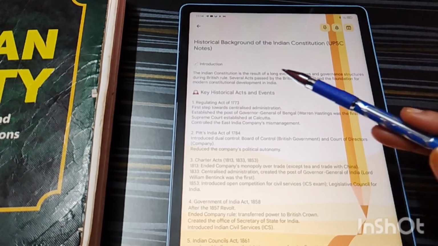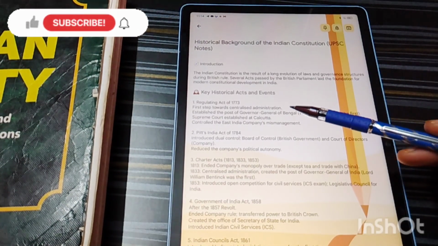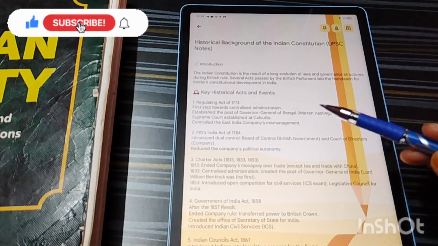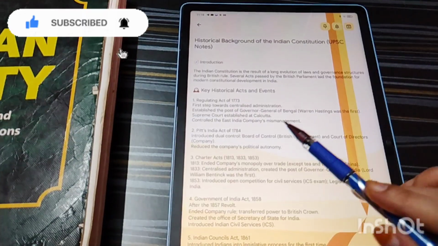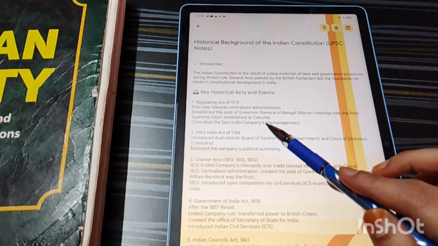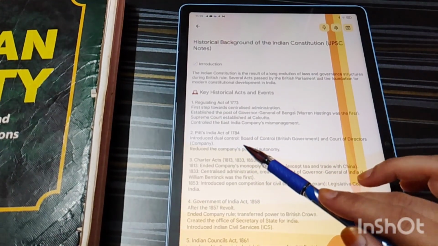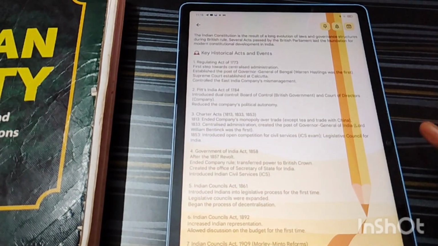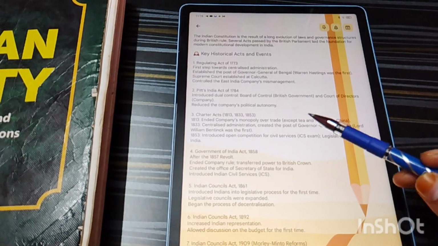So friends, the Indian constitution is the result of a long evolution of laws and governance structures during British rule. Several acts were passed by the British Parliament, which laid the foundation for modern constitutional development in India. Before 1950, India did not have a constitution of its own. What we had instead was a series of laws passed by the British Parliament. These acts gradually shaped the framework of administration and governance in India. Understanding this evolution is key to understanding why our constitution is the way it is today. So why we have federalism, civil service, bicameral legislature and more.